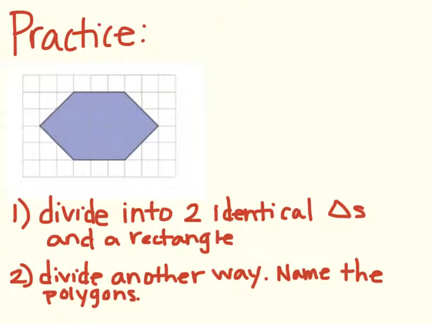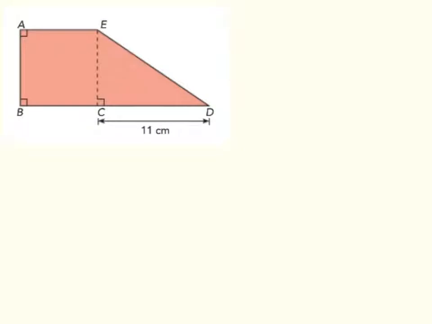Practice dividing a plane figure on your own. First, divide it into two identical triangles and a rectangle. Then, figure out another way to divide it. Name the polygons as you go. Let's solve a problem involving a rectangle and a triangle that are both contained within a trapezoid.